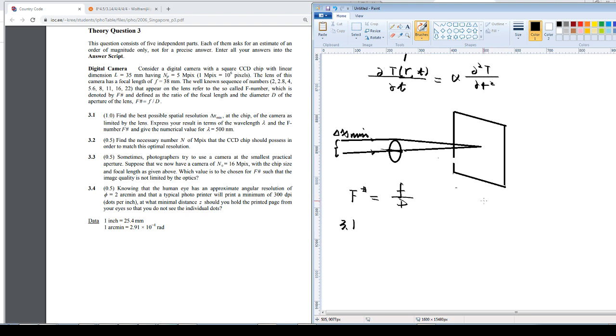So when we look at something, this is basically true for human eyes as well. The human eye is essentially a camera. So sometimes we cannot tell two things apart, and there are two reasons we cannot tell two things apart. The first reason is due to diffraction of light, because the human eye has a pupil.